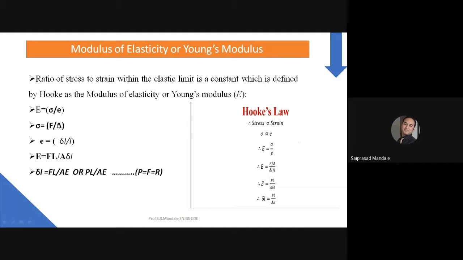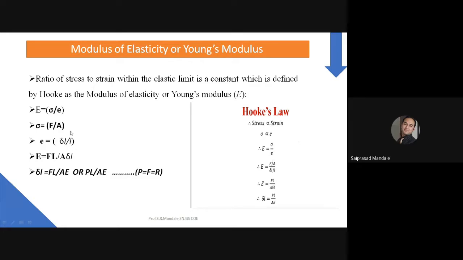What is the formula to calculate strain? Can anybody tell me? Change in dimension to the original dimension. Perfectly correct. So change in dimension per unit original dimension. Over here it is a strain. It is a change in length per unit original length.